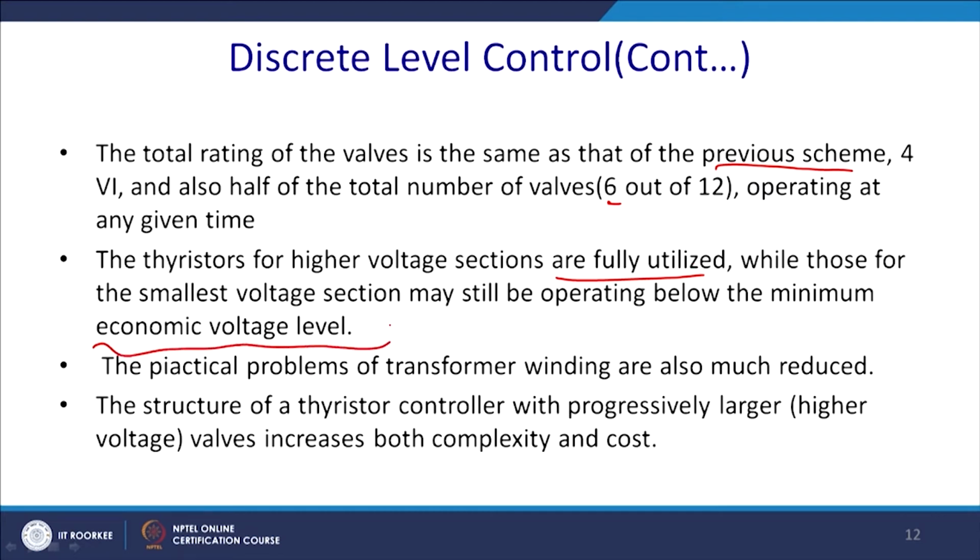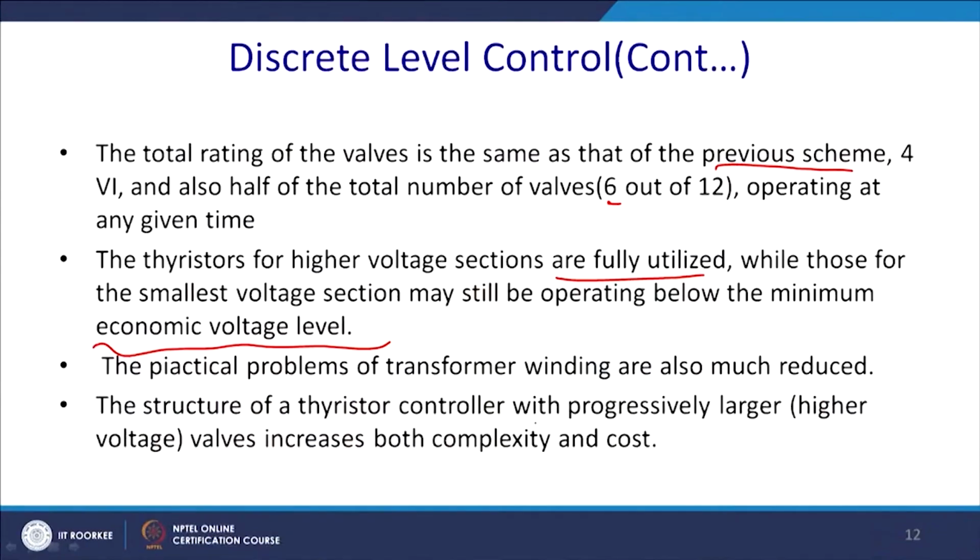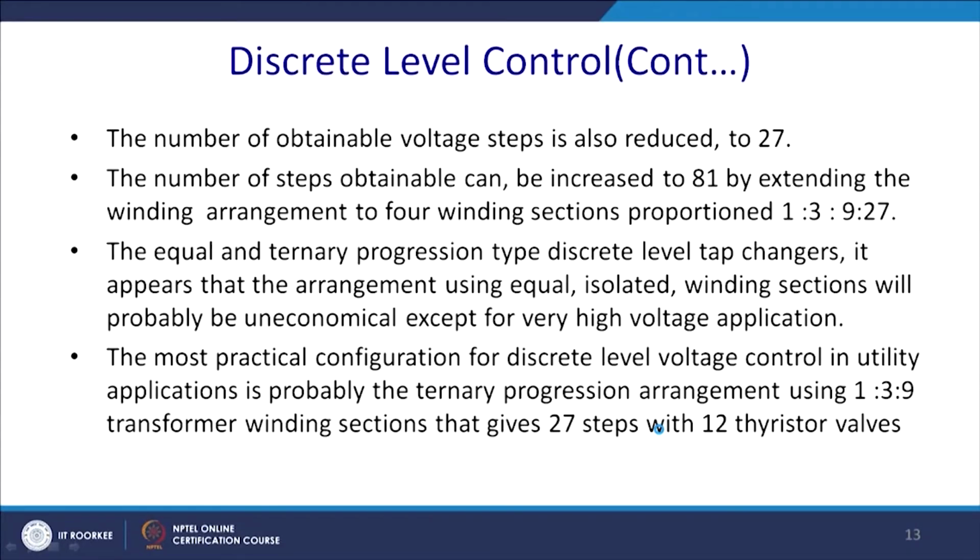The practical problems of the transformer winding are also reduced because you do not need that many leads to come out from your core. The structure of the thyristor control with progressively higher voltage increases both complexity and cost. The number of obtainable voltage steps here is also reduced to 27. So, that is something that we have to keep in mind.